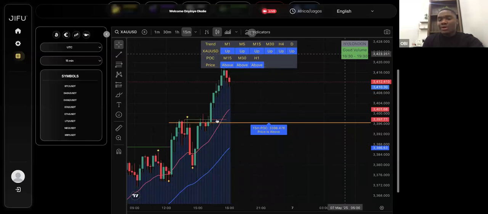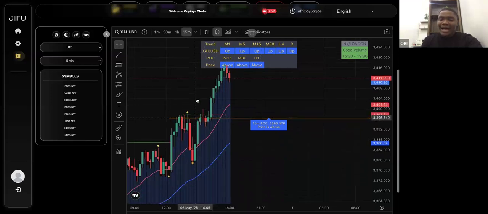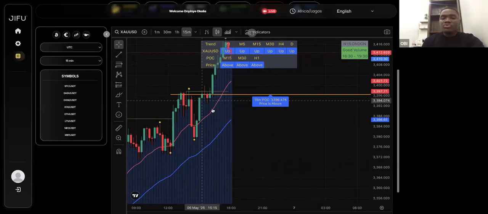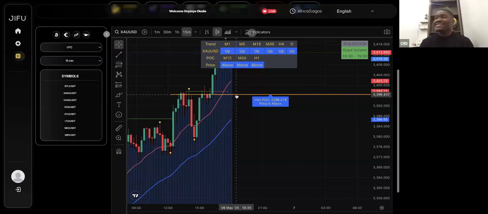Another thing you want to look out for is called point of control, and that will be this orange straight line. Pay close attention. Point of control or price of control, but just say point of control. Point of control is regarded as the area where the market meets to drag price.